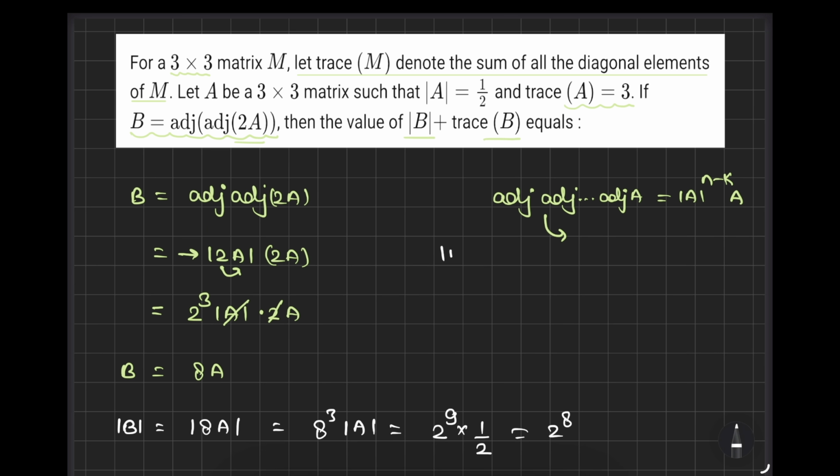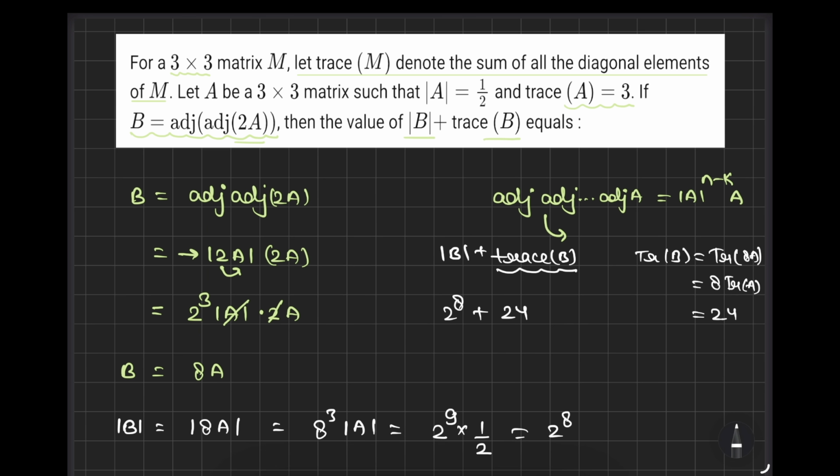So we got determinant of B plus trace of B. So determinant of B is 2 to the power 8 plus. Now what is trace of B? So trace of B means what? This thing. So if you will take trace on both sides, okay, so trace on both sides, so 8 will directly come outside. Okay, so trace of B will be equal to trace of 8A. We can take 8 common, so trace of A. You know this property, and trace of A is what? 3. So it is 24. Okay, so it is 24.